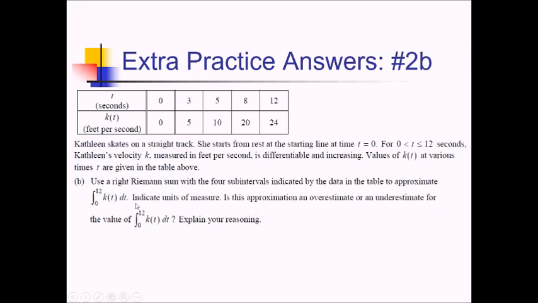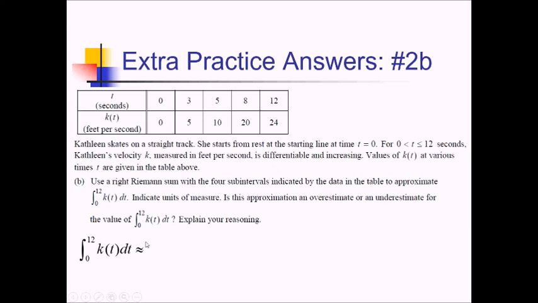For this part of the problem, they want us to use a right Riemann sum with 4 subintervals indicated by the table data to approximate the integral from 0 to 12 of k of t dt with units of measure. And then they want to know if that's an over or underestimate for the true value of the integral. So let's get that Riemann sum. I'm going to start by saying the integral from 0 to 12 of k of t dt is approximately equal to, and I'm going to say that so people know that I'm not giving the exact value. This is an approximation.